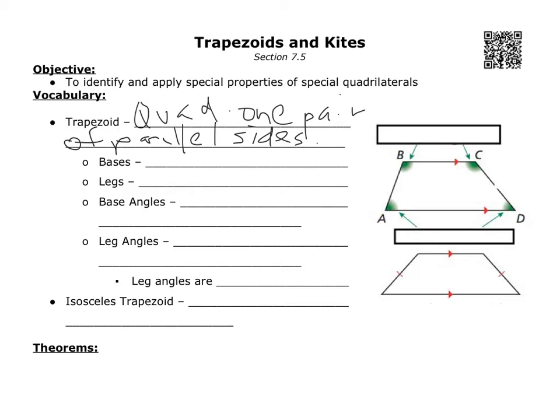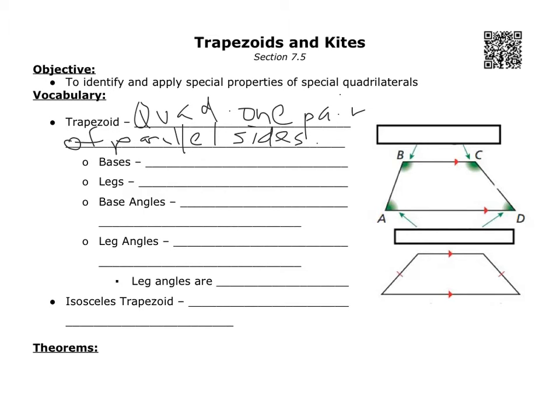Which is different than a parallelogram, which in the parallelogram family you've got a rectangle, a square, and a rhombus. All those types of parallelograms have all opposite sides parallel. In other words, they have two different pairs of sides that are parallel, where a trapezoid only has one pair.